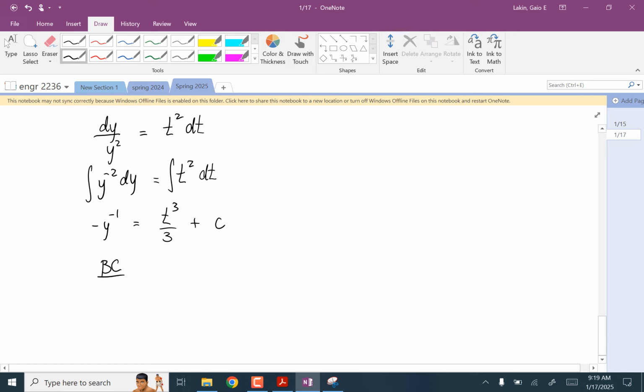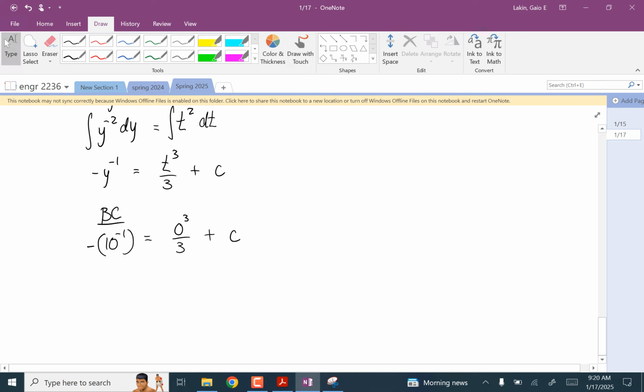So now the boundary condition. Well, the boundary condition says that when t is equal to 0, y is equal to 10. Okay, so I'm going to substitute 10 in for y, zero in for t, and solve for c. So c is equal to negative 0.1.